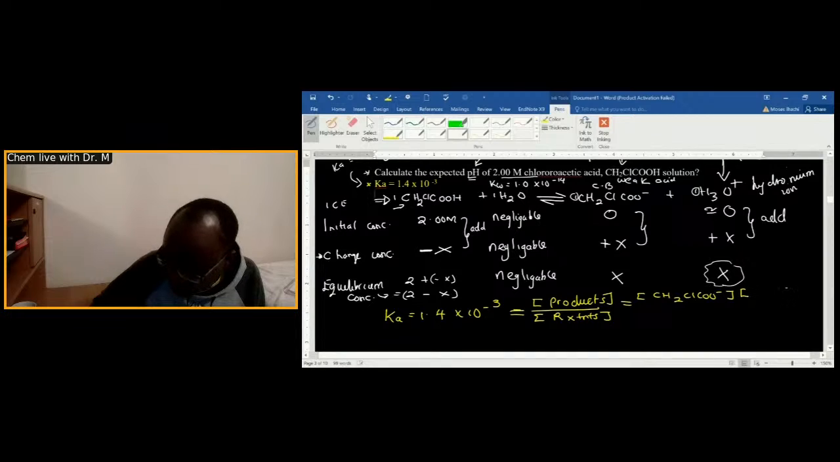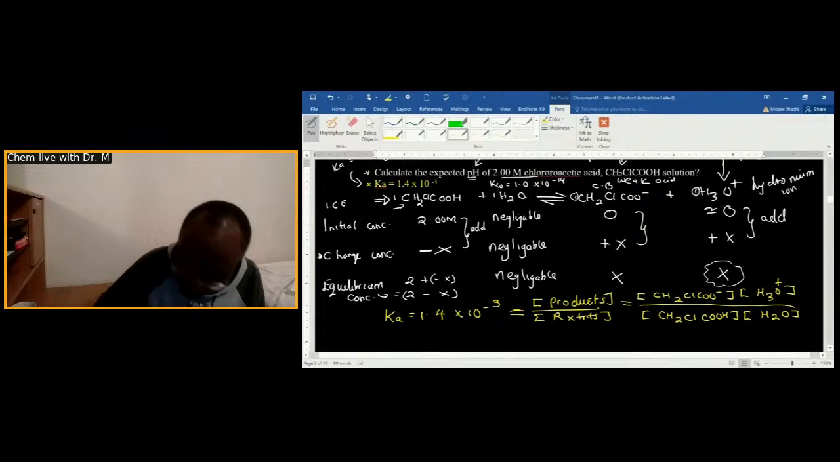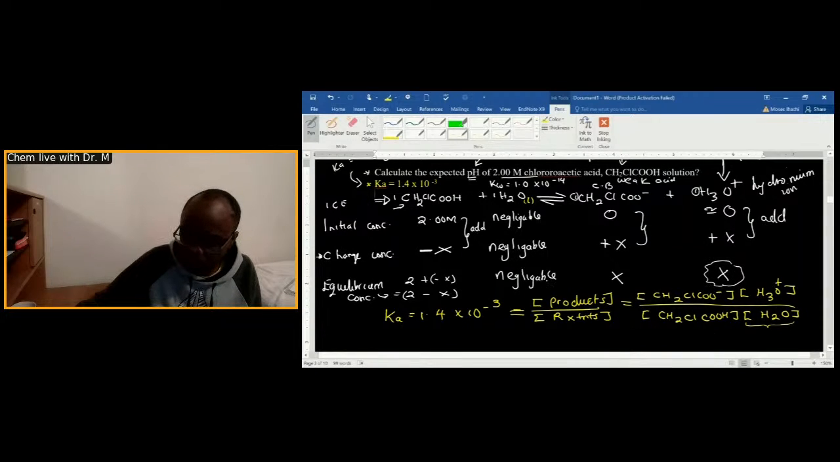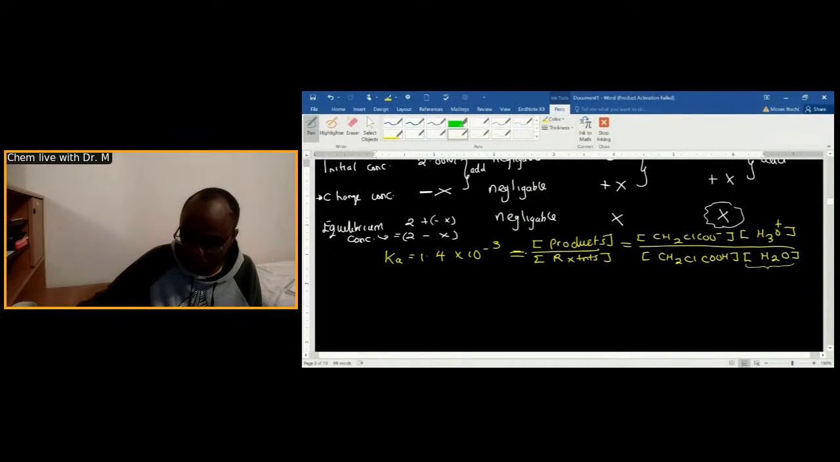I'm using brackets to denote concentration. And the hydronium, we divide that by the concentration of the starting material, chloroacetic acid, multiplied by the concentration of water. Now, because water is a liquid, this value right here is going to be taken as 1. Liquids and solids take the value of 1 in the equation of K.